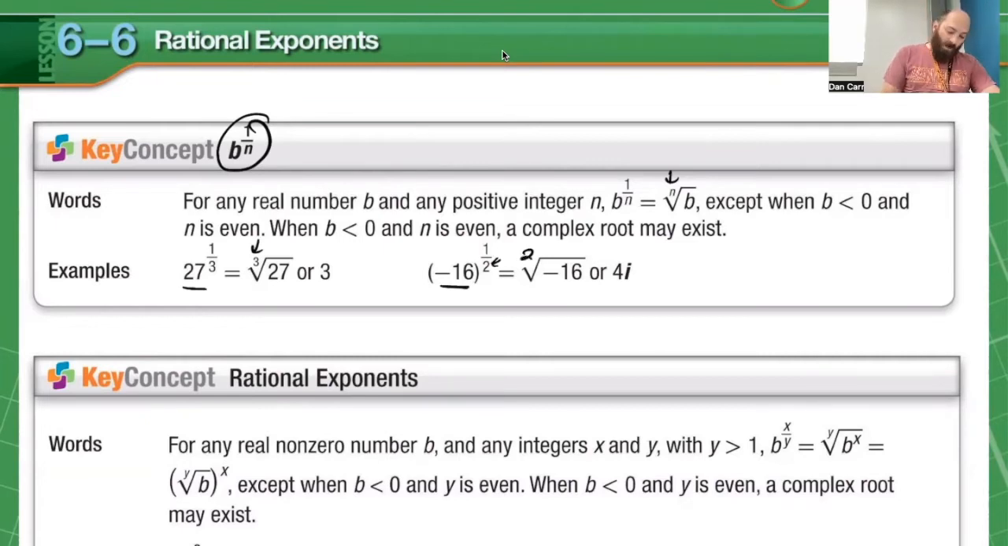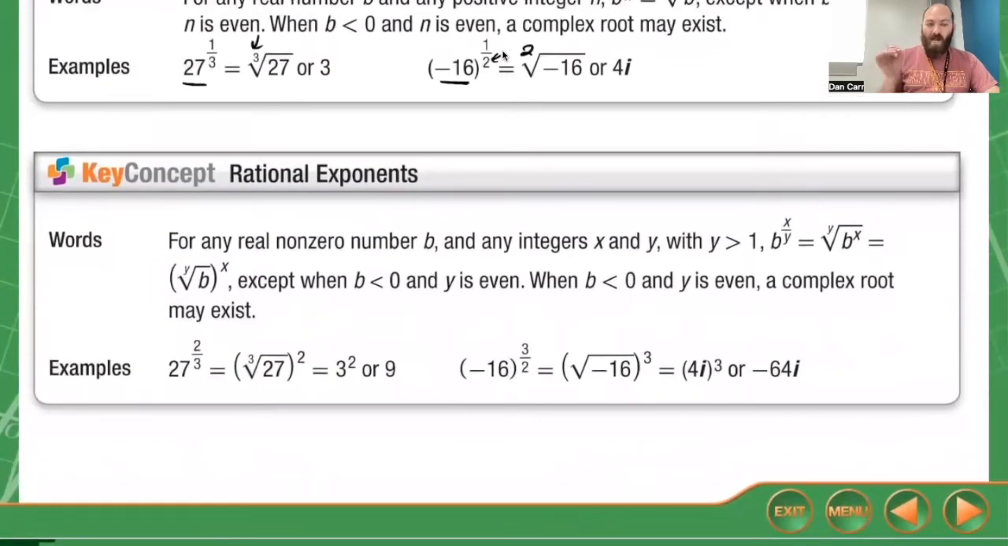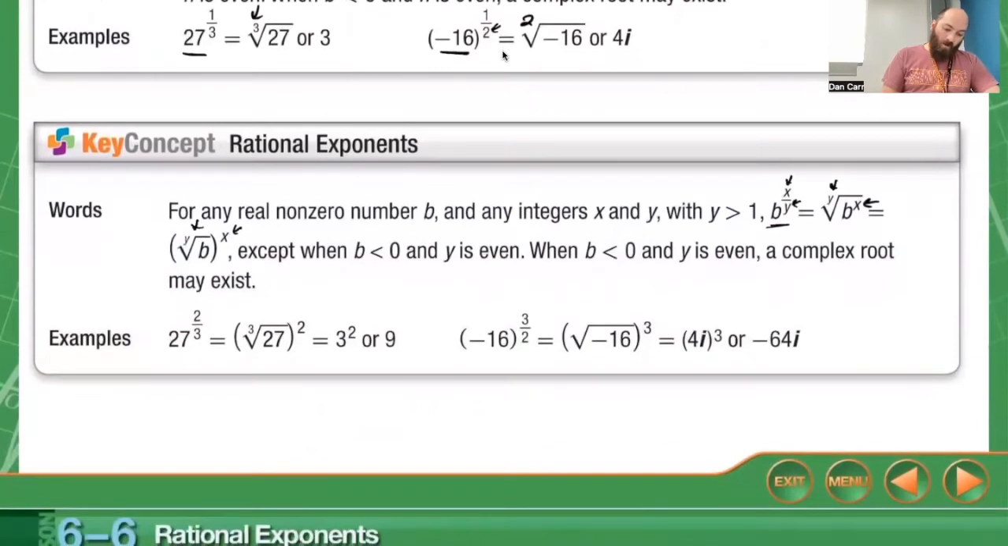Now the other part of rational exponents is when we have two values in my fraction, and it's not 1 over something. So for example, for any real non-zero number b and any integers x and y, as long as y is greater than 1, that means b to the x over y. My y, the denominator, is still the index. And the x here in my numerator is the exponent inside the radical. But it's also the same as if I take the radical of it first and then just have x as my exponent on the outside. Either one works.